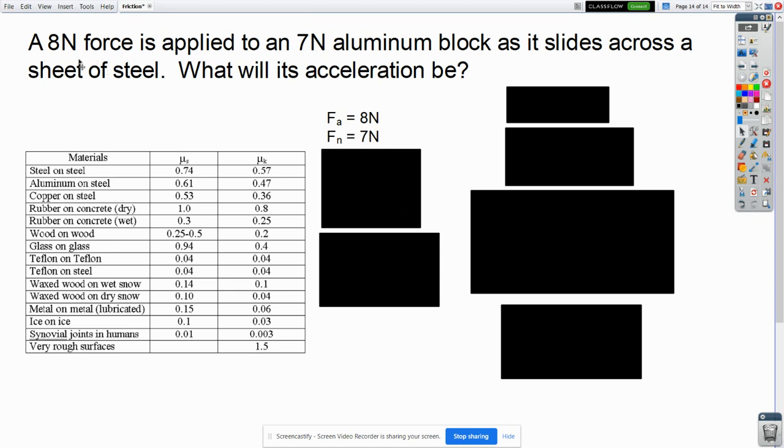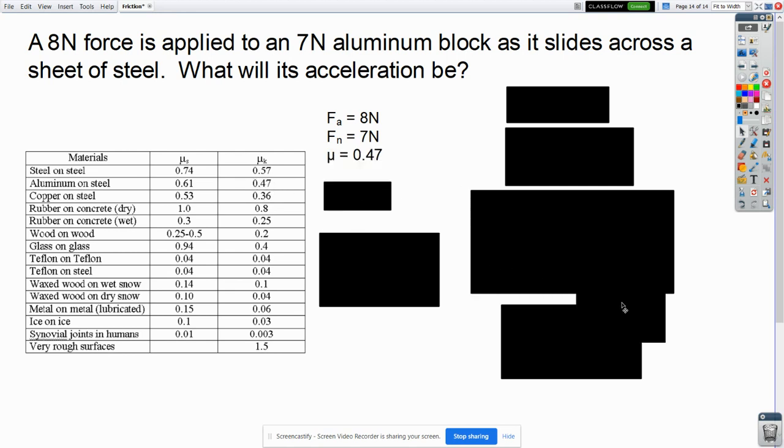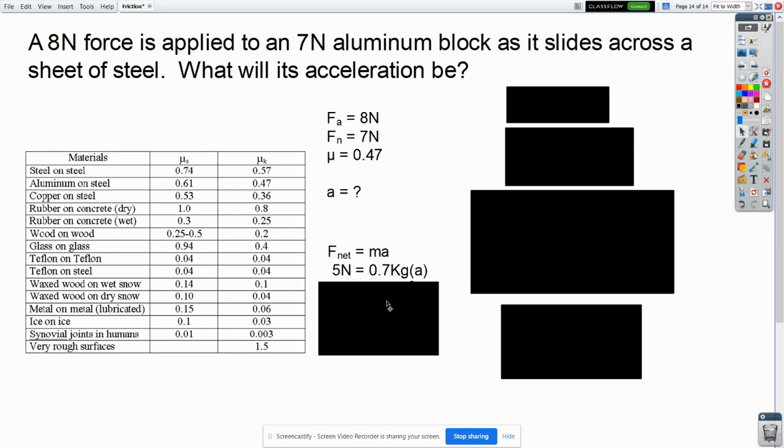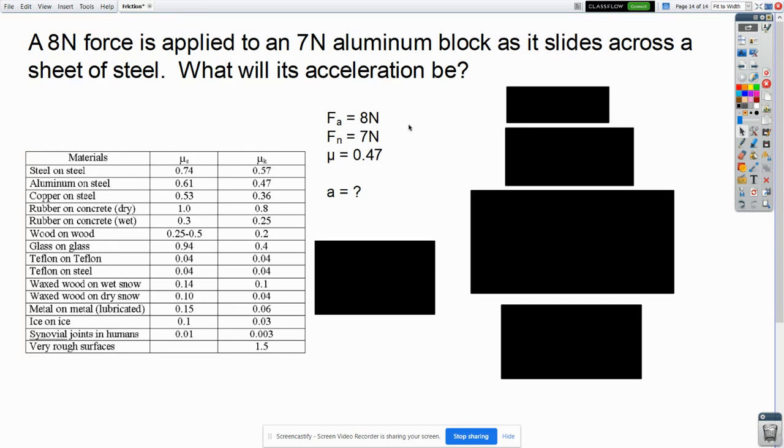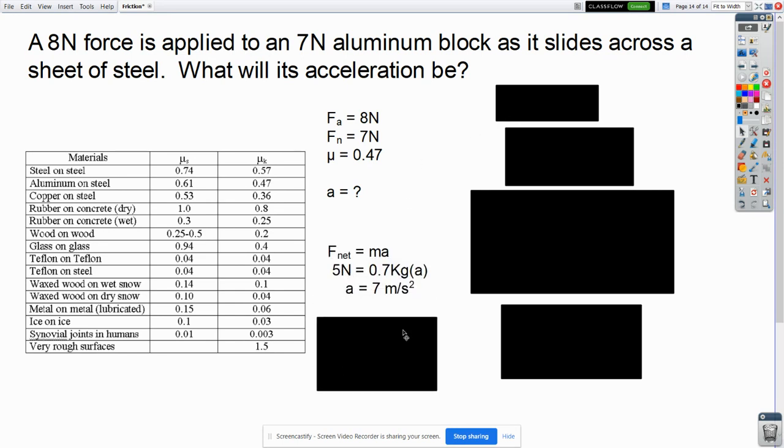It's being slid across a sheet of steel. Aluminum on steel is being slid, 0.47 for our coefficient of friction. We want to figure out acceleration. So we're going to have to figure out the forces first. Figure out what the force of friction is going to be first.